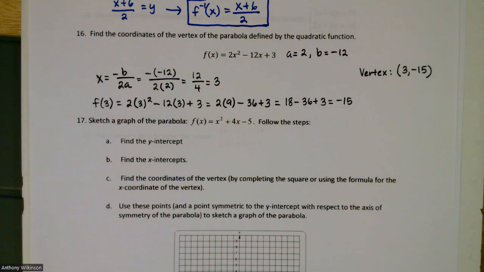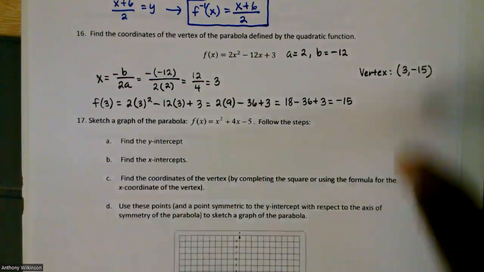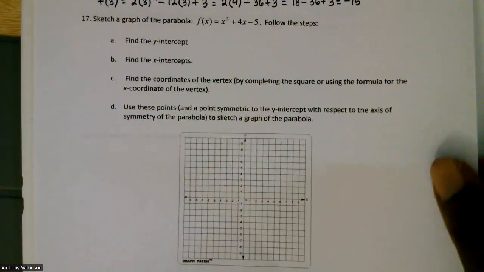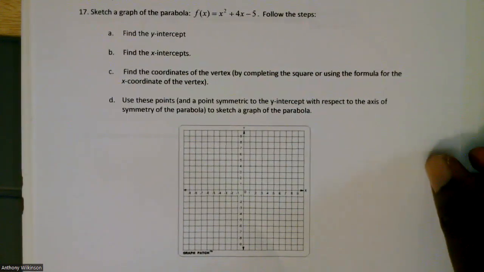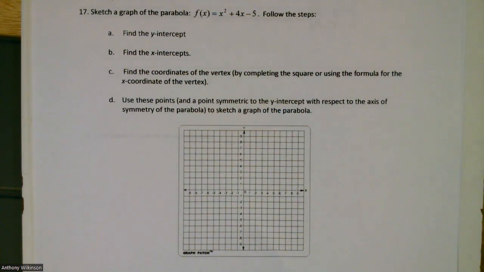Okay. So that's all you have to do there, just find the vertex using x equals negative b over 2a. All right, problem number 17 is sketching the graph of the parabola f of x is equal to x squared plus 4x minus 5. And you're going to follow these 4 steps.